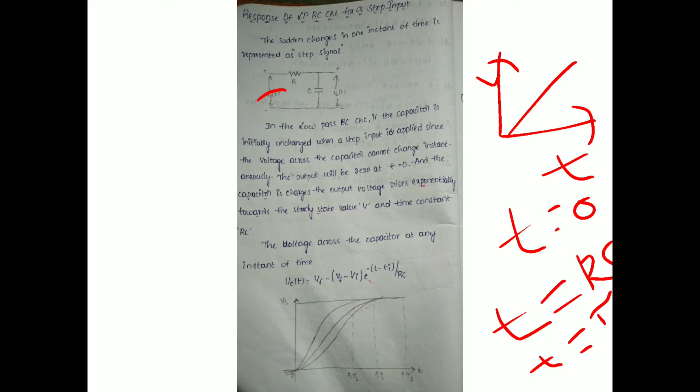So when the time constant changes, the capacitor charges and raises its output exponentially towards its steady state condition, so that it produces the output voltage across the capacitor. Vc of t is equal to Vf minus (Vf minus Va) e power minus t by RC. This is the steady state condition when the time constant changes.